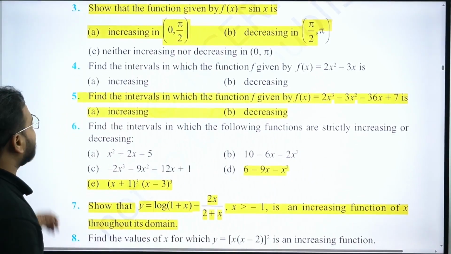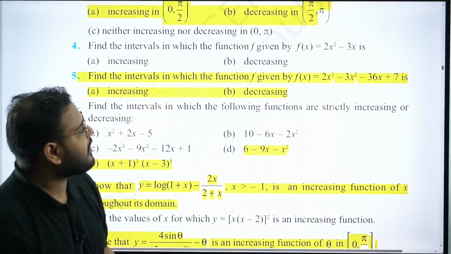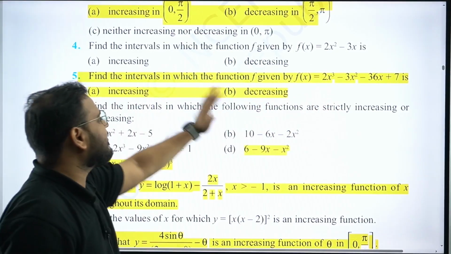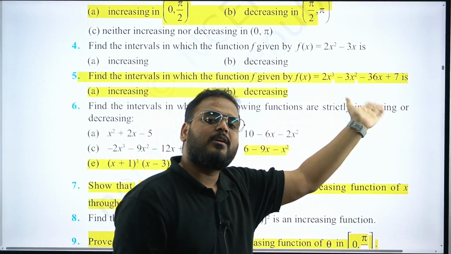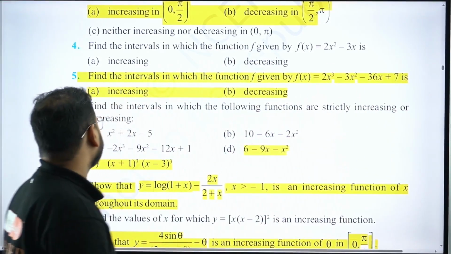Question 5: find the intervals in which the function f given by f(x) = 2x^3 - 3x^2 - 26x + 7 is increasing or decreasing. It is a polynomial function. Okay, what you can do is simply find the derivative, find the critical points and look at whether your function is increasing or decreasing in nature.